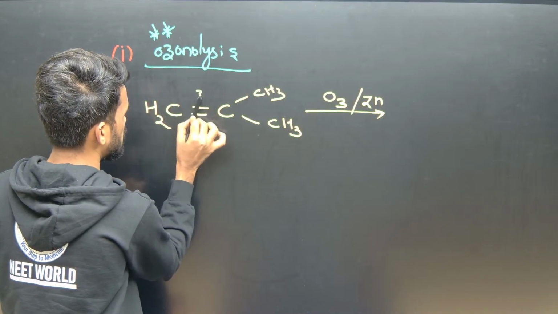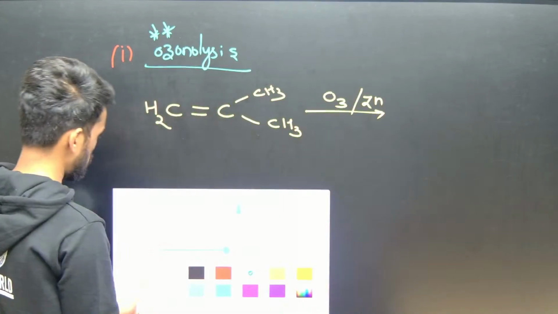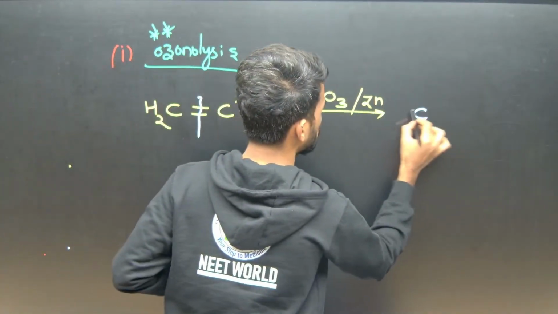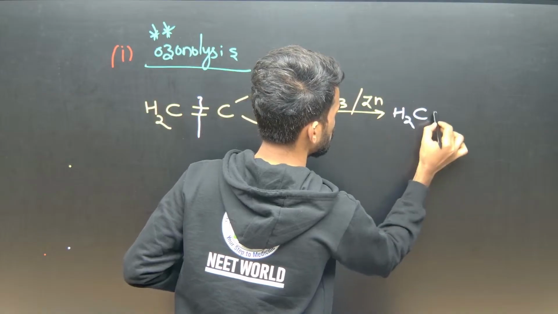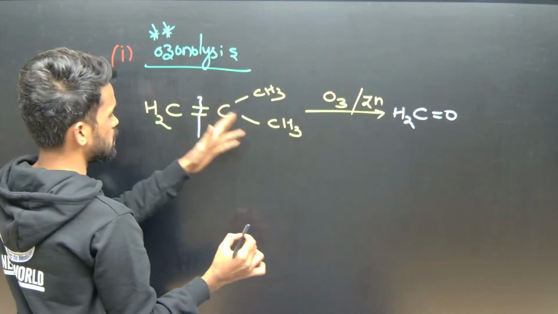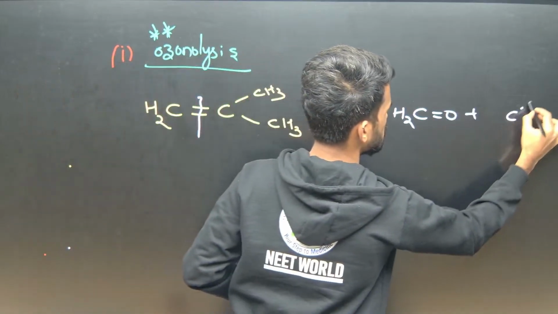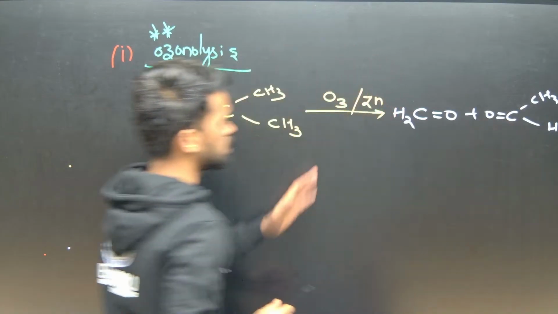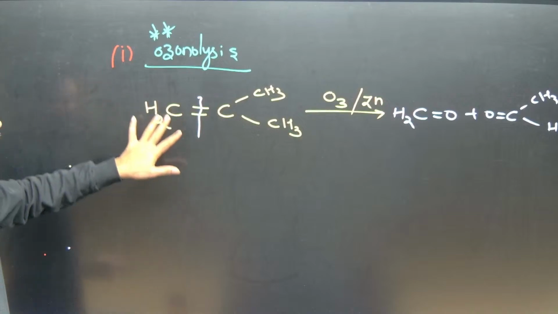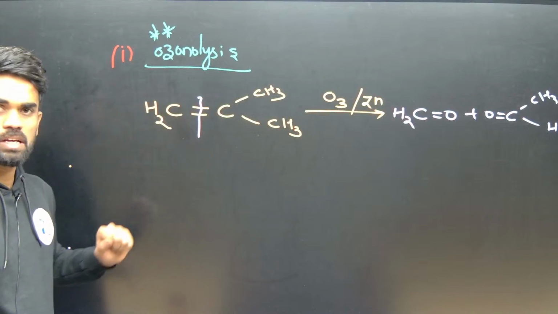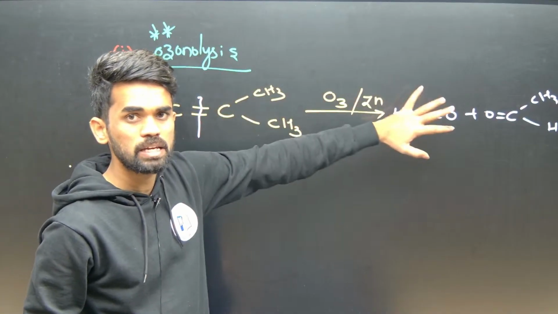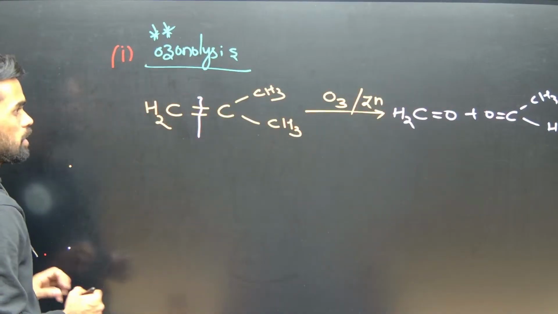A simple way to remember how to identify the product is: this double bond is there, break the double bond and insert oxygen on both carbons, like this, and you can insert on this side also, plus CH3 H double bond O. So these are the two possible products whenever an alkene is given. Alkenes upon ozonolysis give carbonyl compounds, aldehydes or ketones.